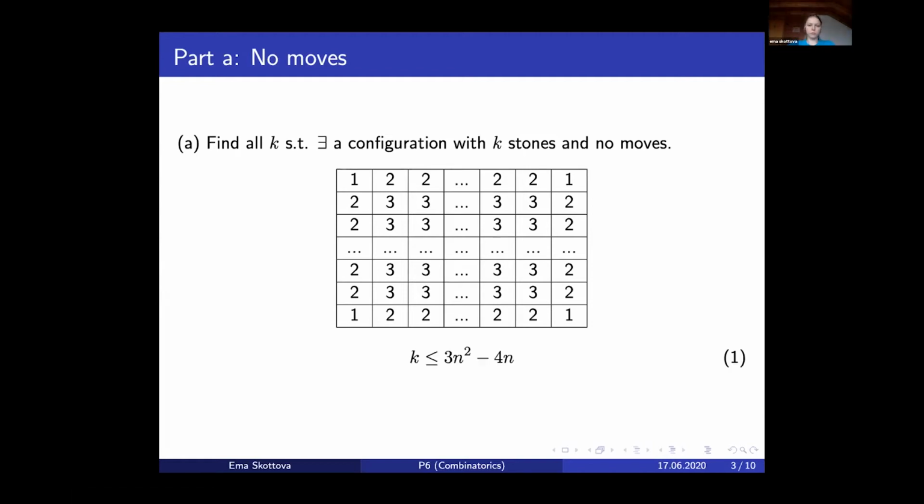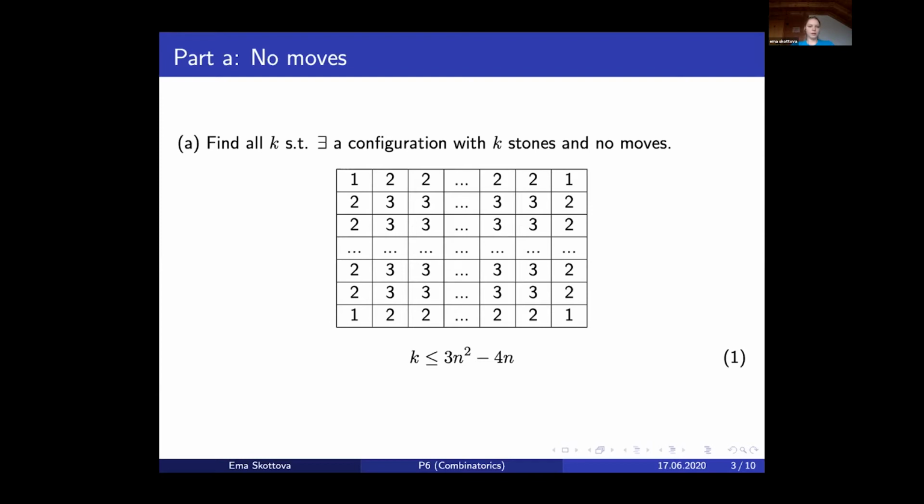This will lead to the bound 3n squared minus 4n, which can be counted, but I'm not going to do that now. To prove that all smaller k, up to that bound, work, we can just distribute it the way that it is shown in this picture. And if k is lower than that number, we can just take away some stones from any square we want in this configuration and it will still work. And now we have to show that it doesn't work for any k larger than this.